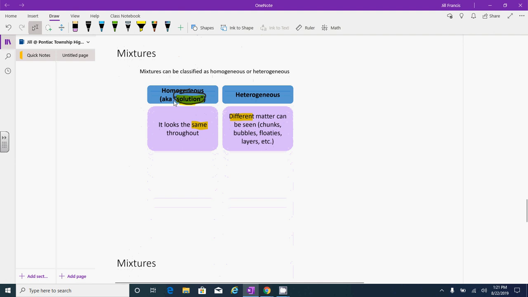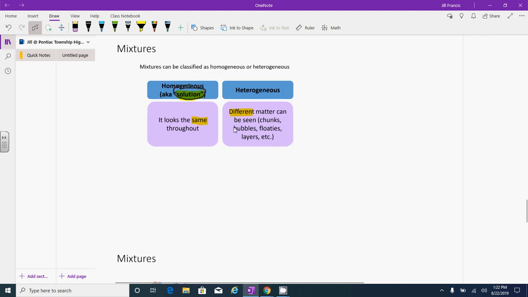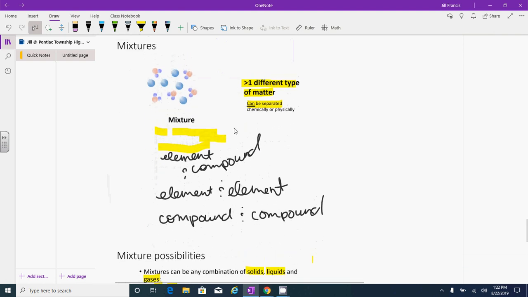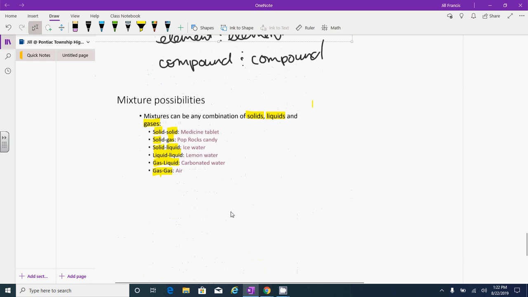Mixtures then: homogeneous, again, those are called solutions, same throughout. Heterogeneous mixtures are different throughout, so sometimes they're going to have chunks, bubbles, floaties, layers, different things that aren't necessarily the same all the way through. So when we define mixtures, more than one type of matter, they can be separated, usually fairly simply. They are not just one pure substance, they're more than one type of pure substance. So a couple examples would be if you have an element and a compound mixed together, or several elements and several compounds. You can have a whole bunch of elements mixed together or a whole bunch of compounds mixed together. Those are all different ways that we can combine pure substances.